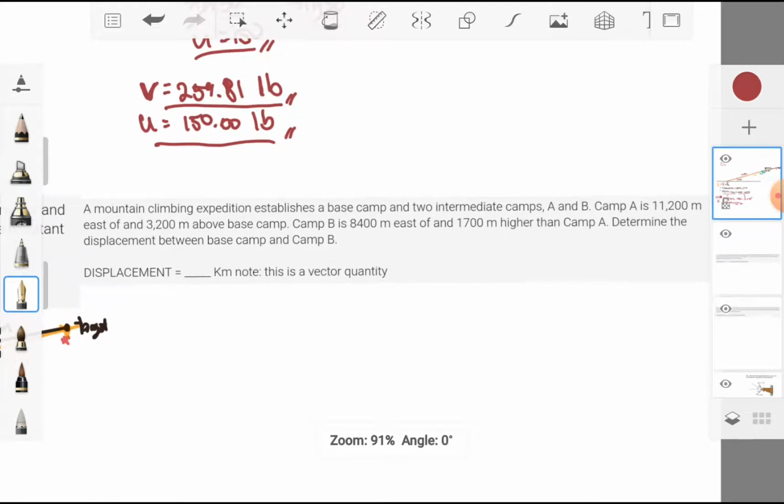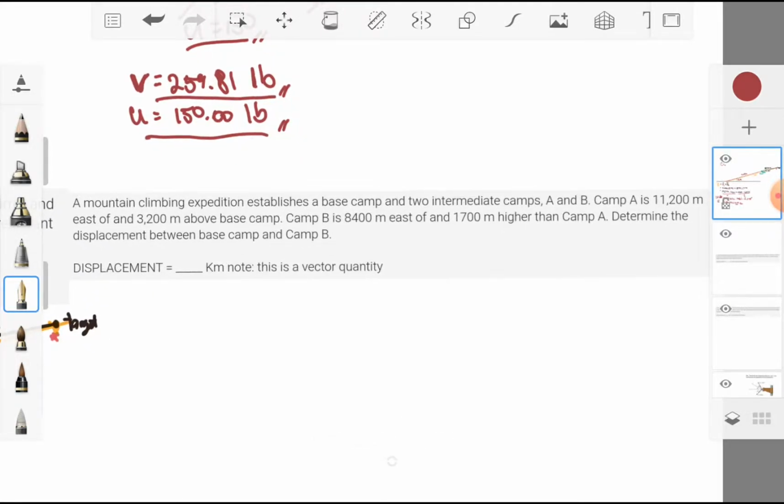A mountain climbing expedition establishes a base camp and two intermediate camps A and B. Camp A is 11,200 meters east and 3,000 meters above the base camp. Camp B is 8,400 meters east of and 1,700 meters higher than Camp A. So 8,400 meters east of A and 1,700 meters higher. Determine the displacement between the base camp and Camp B.